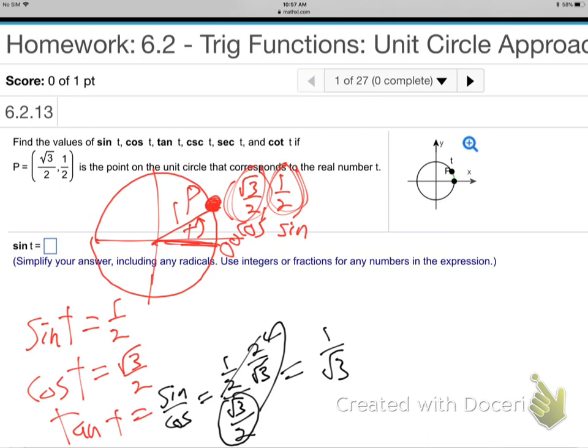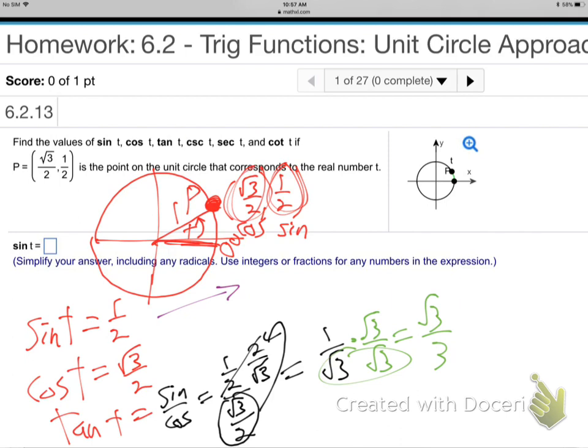And then, you know, you can't leave a root on the bottom, right? So you just multiply top and bottom by root 3. And you get root 3 over plain 3. Right, because root 3 times root 3 makes plain 3 in the bottom. All right, so there's tangent. Now let's get the other 3 trig functions.